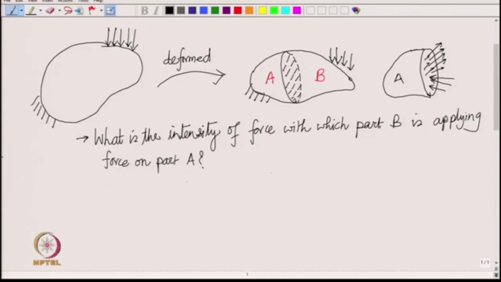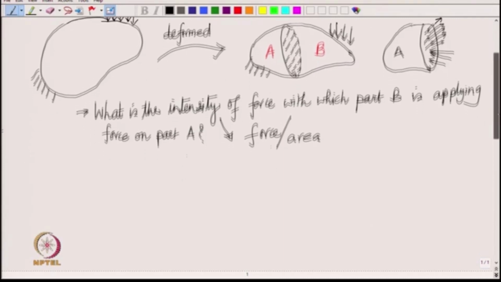Now, when you try to answer this, you come back to this internal section, and you notice that at different points in this section, the intensity of the force would be different. So, how to get that intensity? This intensity means force per unit area.